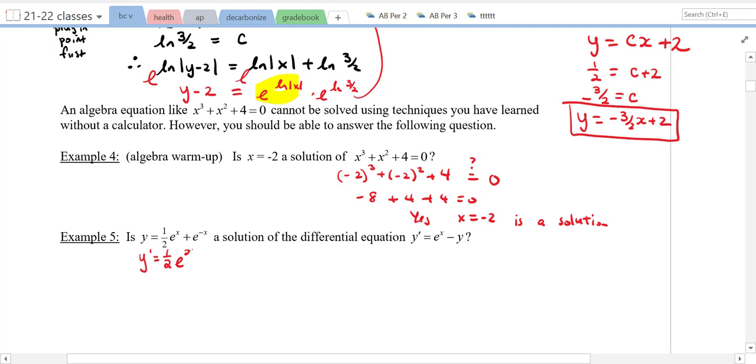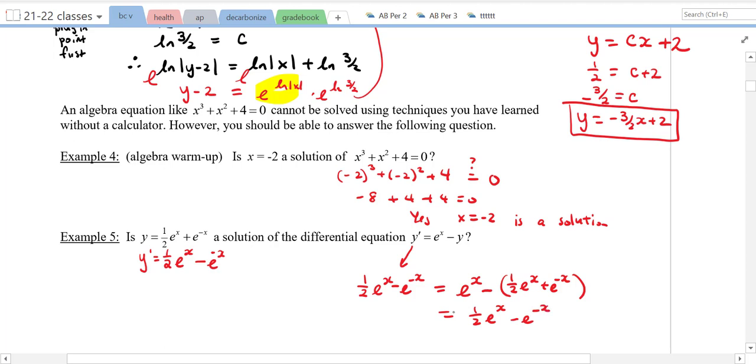Y prime is just 1/2 e to the x, and then this is what? Minus e to the negative x. And so your question now is, let's plug it in. So here's my y prime, 1/2 e to the x minus e to the negative x. That equals e to the x, and then subtracting off y, which is just my original function. Do we get the same thing? I think we get the same thing. So yes, it's the same. So yes, it is a solution. If it's not the same thing, then nope, not a solution.